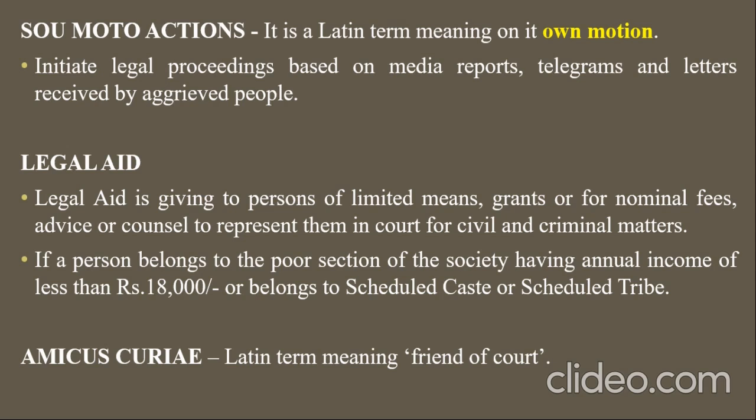So, amicus curiae. Amicus curiae is something more or less related to legal aid. It is a Latin term meaning friend of the court. For example, take a case. There are two parties. If one of the parties does not have an advocate to argue on his behalf, then the court may appoint an advocate on his behalf for free. This is what we mean by amicus curiae. All these things we'll see in detail in the last chapter.